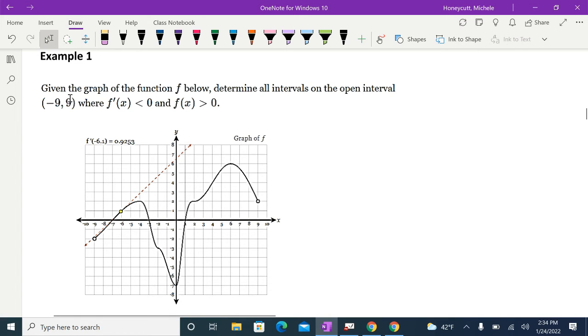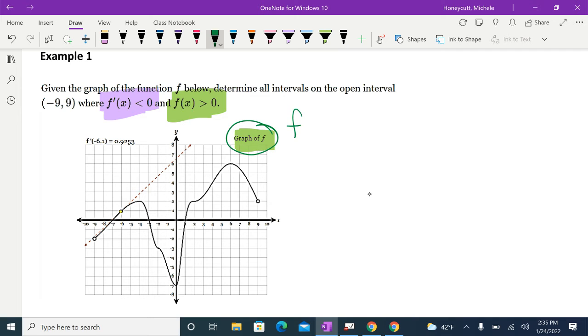It says, now we have the graph of f. And so we're going to determine all the intervals on the open interval where f prime is less than 0 and where f is greater than 0. Now notice they're asking me about two different things, f and f prime, but I only have a graph of f. So we'll start off with the f part.